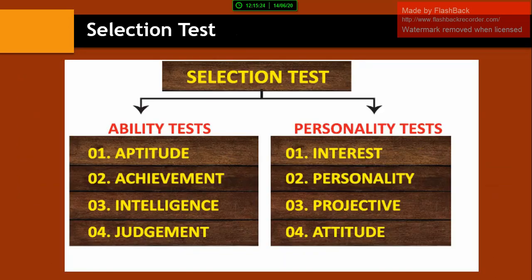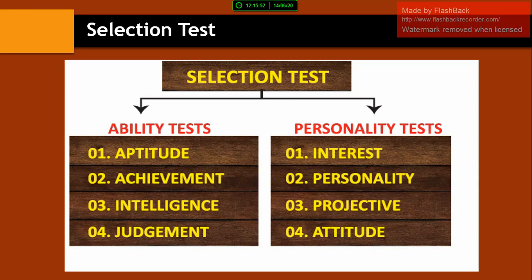Selection test. As already said, the process may differ from organization to organization. Every organization follows its own style to select its employees according to the nature of the job and the organization. In your book, the selection tests are divided into two classifications: the ability test and the personality test.